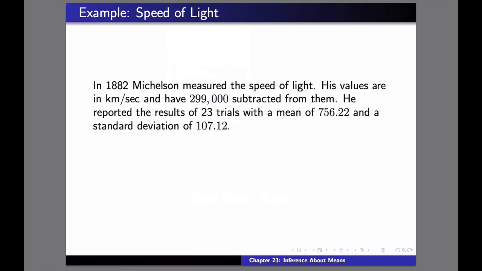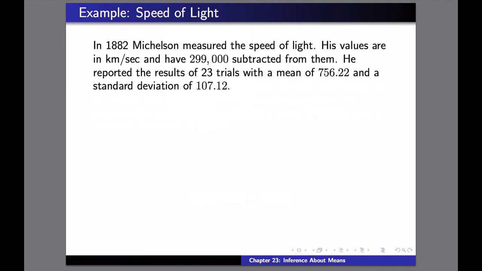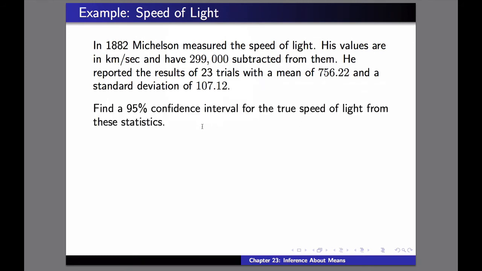Let's do another example. So in 1882, Michelson measured the speed of light. This is the famous Michelson-Morley experiment. His values are in kilometers per second and have 299,000 subtracted from each one of them. He reported the results of 23 trials with a mean of that and a standard deviation of that. So, what are we going to do with this? Well, let's find a 95% confidence interval for the true speed of light from these statistics.